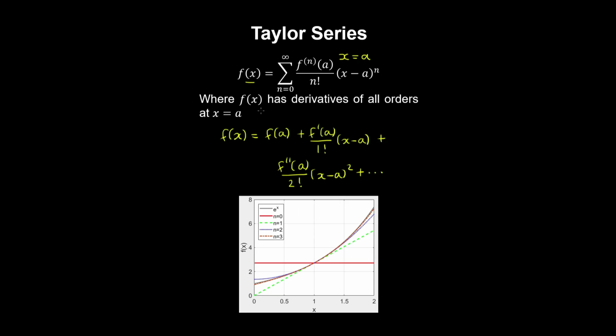And an example of a function that has derivatives of all orders at x equals a is the exponential function. And here we have the Taylor series expansion centered on x equals 1. So as we use more terms in the Taylor series, you get a better approximation to the function until you get the exact value if you use an infinite number of terms.